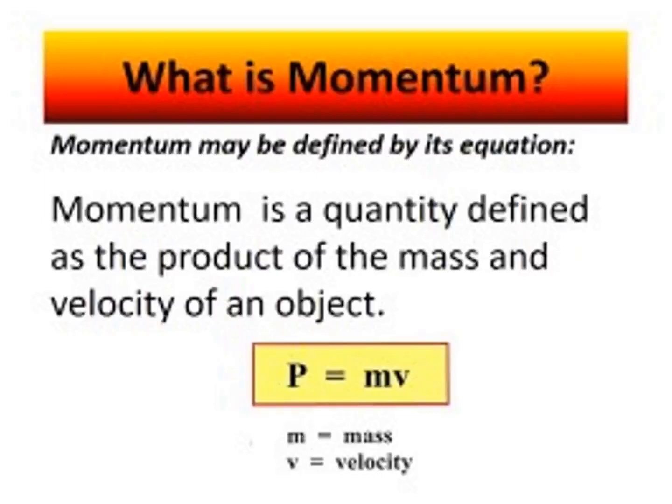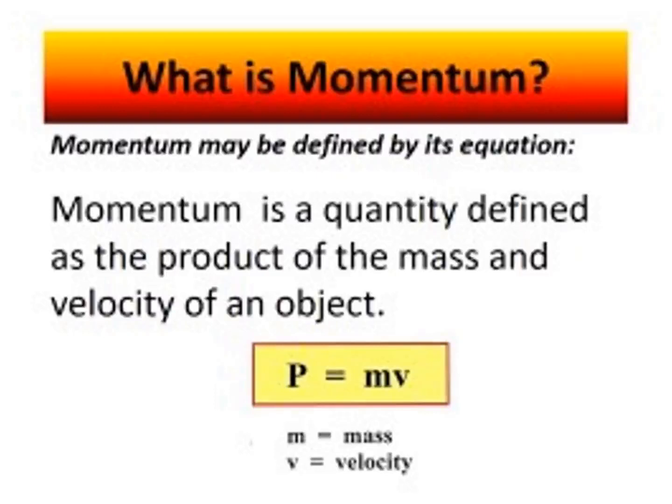So it is momentum which plays a major role in explaining the state of motion. The unit of momentum is kilogram meter per second: mass in kilogram and velocity in meter per second. So kilogram meter per second is the unit of momentum.